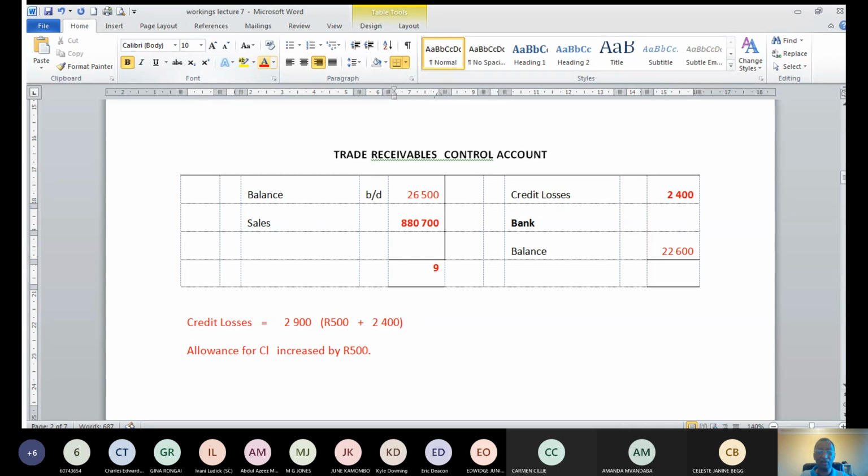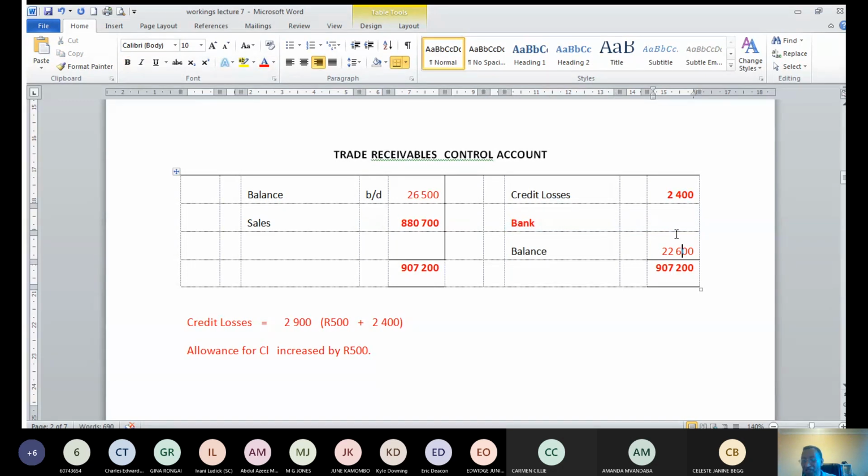970,000. Oh my goodness, 907,200. Put that also on your credit side, 907,200. We are going to balance this account now, and the balancing figure is what we are looking for now, which is the money which our customers have paid us.